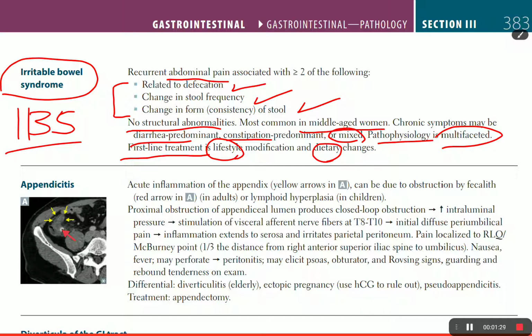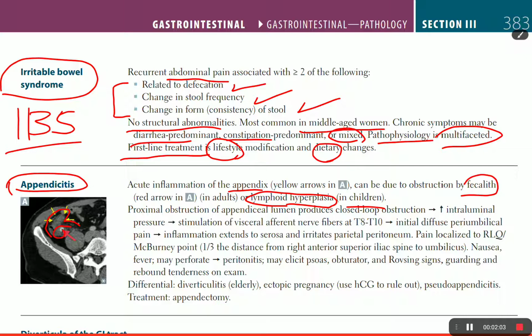Now let's talk about appendicitis. Appendicitis is the most common disease to see in young people. Appendicitis is an inflammation of the appendix. Here we see the appendix on CT scan, and we see the white point here. It's an obstruction. This obstruction in children is usually lymphoid hyperplasia, or in adults it is fecal obstruction.